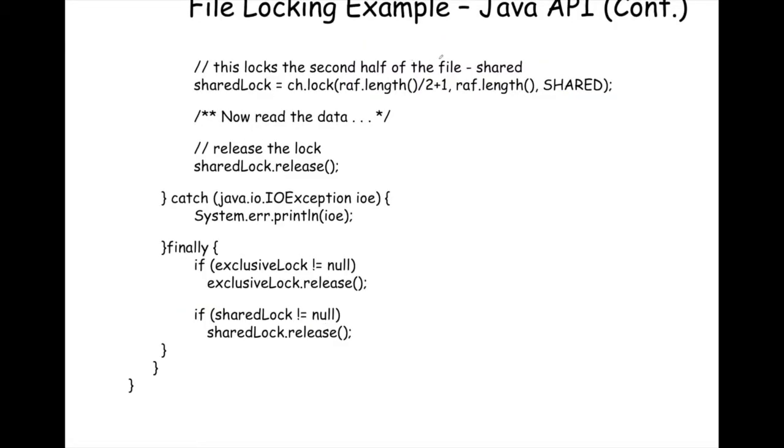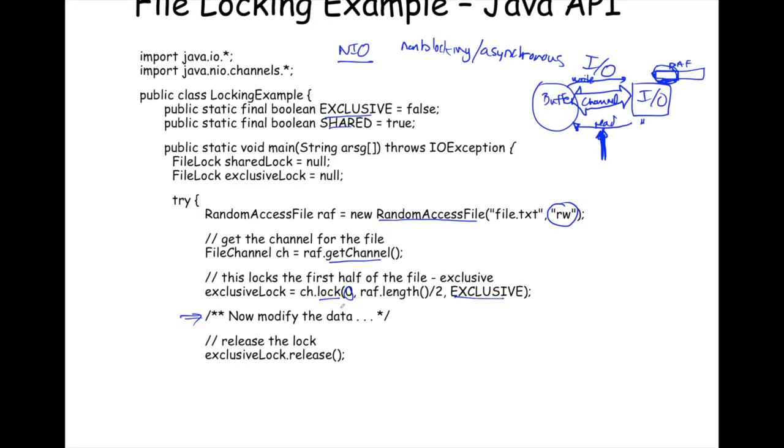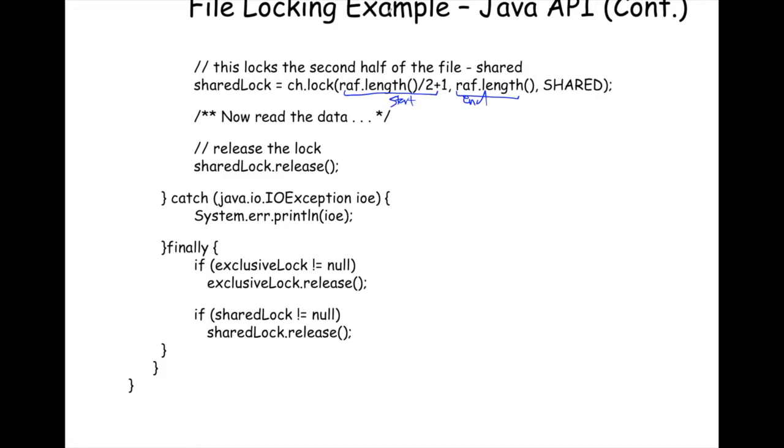Next, I can take the second half of my random access file. When I lock, I say here's the starting location, here's the ending location. There's my start, there's my end. When I did it previously for exclusive, I started at 0, and my end was the length divided by 2 for that random access file. Now I do a shared lock for the second half of this random access file. Now I can read the data, and any other process that acquires this shared lock can also read the data at the same time. Once I'm done with it, I release the lock, and then I continue on.